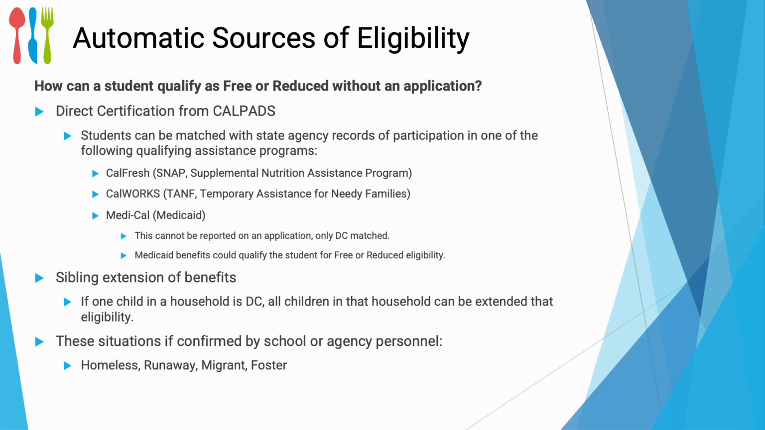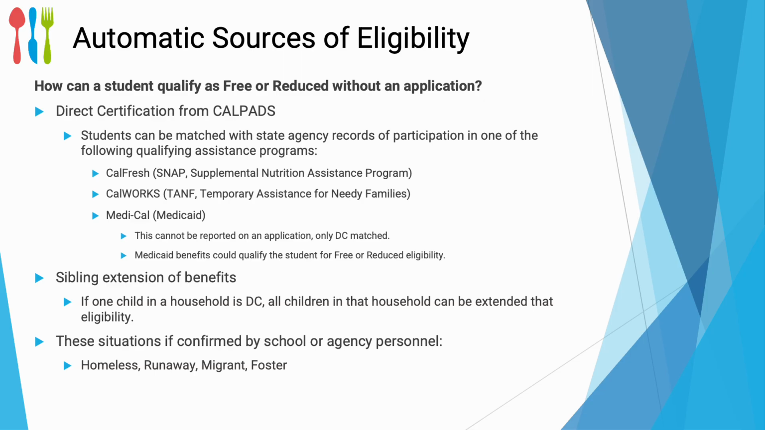So there's a few ways that students can automatically become eligible as free or reduced. The main way is direct certification through CalPADS. So students enrolled in your school are matched with state agency records of participating in either CalFresh, which is also known as SNAP or Supplemental Nutrition Assistance, CalWORKs, also known as TANF or Temporary Assistance for Needy Families, or Medi-Cal, Medicaid. So SNAP, CalFresh, CalWORKs, that would qualify the student for free benefits. Medi-Cal could qualify them as free or reduced depending on the income they reported when they applied for Medi-Cal.